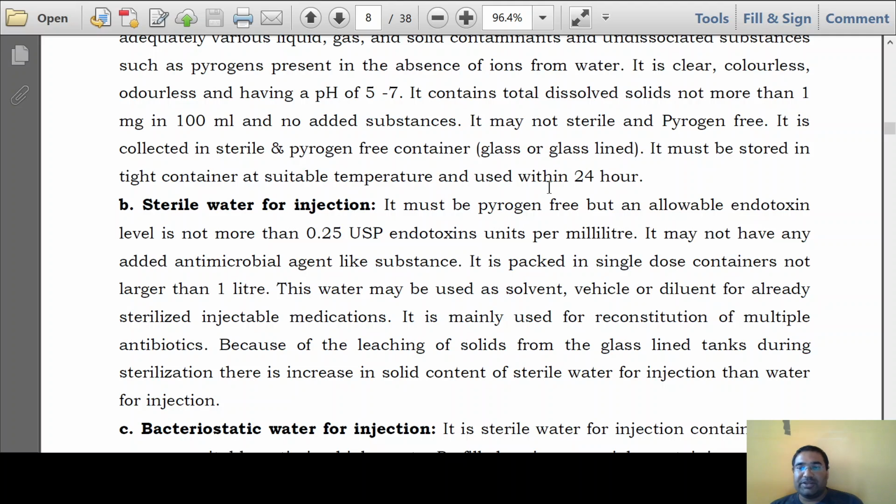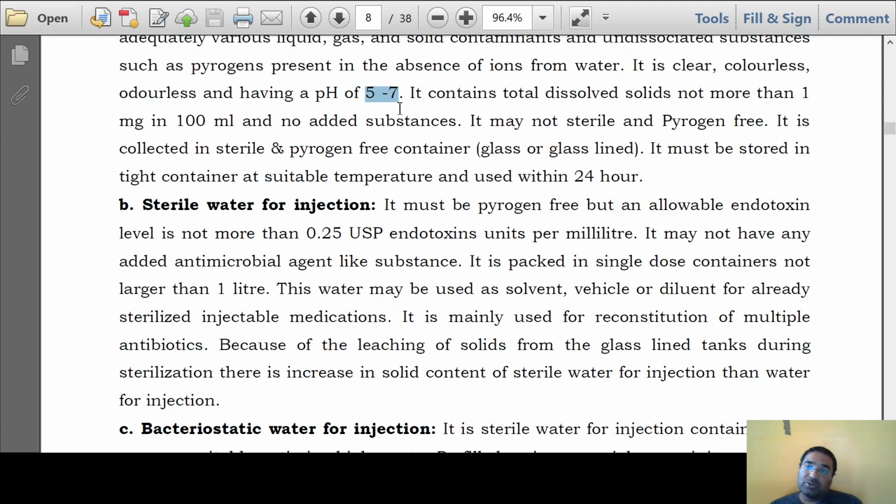So water for injection is clear on observation, colorless, no odor, and the pH range is 5 to 7. So what is the pH of water for injection? It is 5 to 7. It contains total dissolved solids not more than 1 mg in 100 ml and no added substances. So what is the requirement for water for injection? Total dissolved solids in 100 ml of water for injection should not be more than 1 milligram.